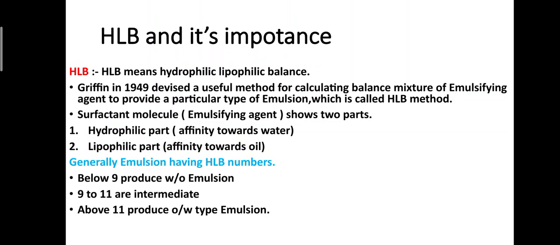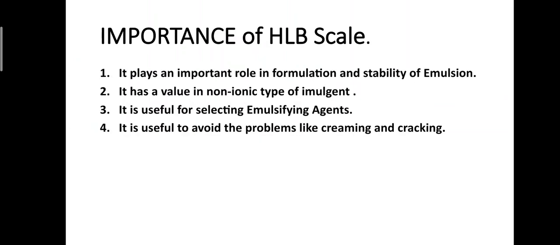This is the very simple HLB. Do you understand what HLB is? HLB means hydrophilic lipophilic balance. There are two types of parts in an emulsifying agent. Hydrophilic means water loving, and lipophilic means oil loving. Generally, emulsions having HLB numbers below 9 mean water in oil emulsion. 9 to 11 are intermediate. Above 11 produce oil in water type of emulsion.